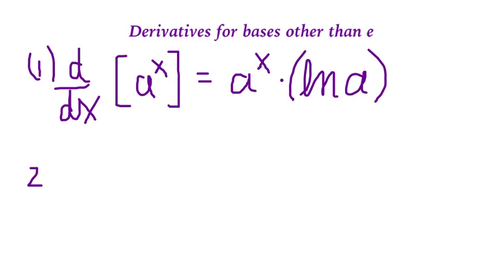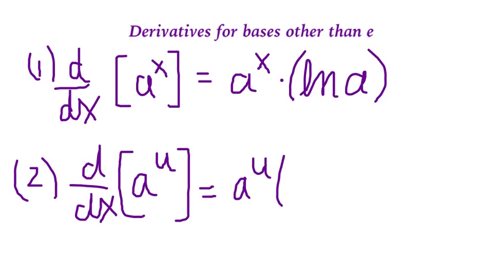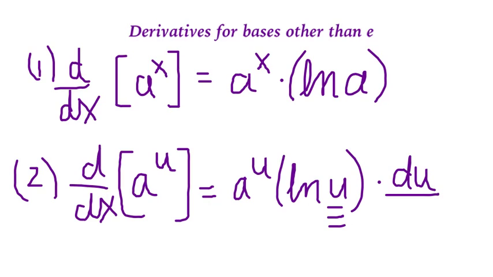Using chain rule, let's say it wasn't just x. The derivative of a to the u, where u is some function of x, would be a to the u multiplied by the natural log of a. And then since it's chain rule, this is some function of x, we have to multiply by the derivative of that, so the derivative with respect to x.